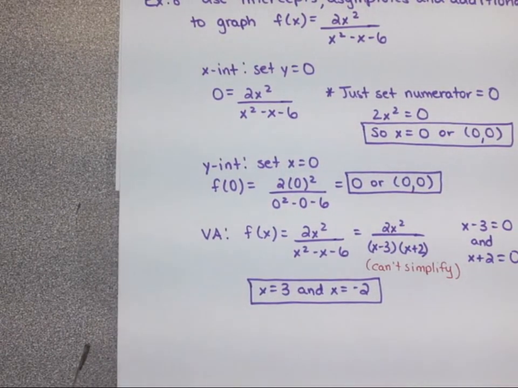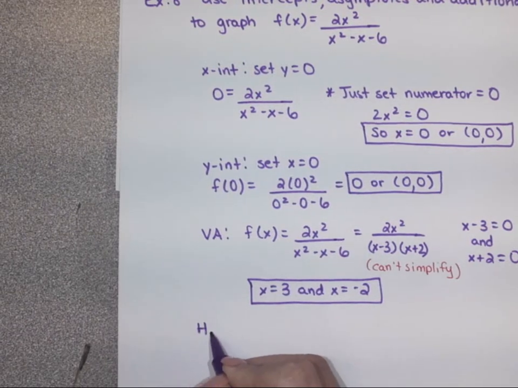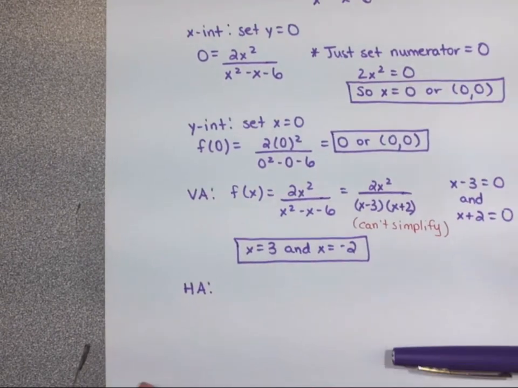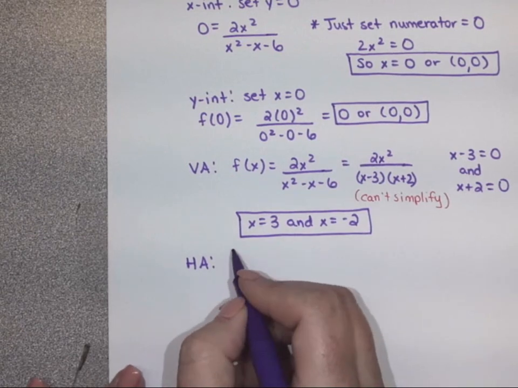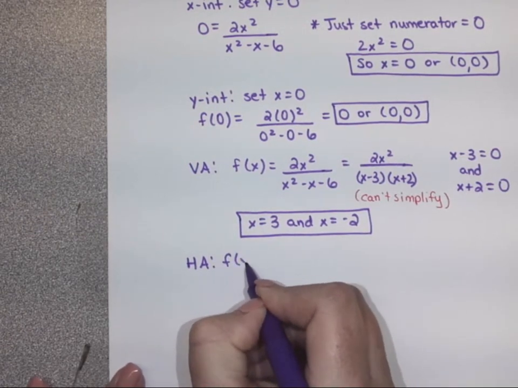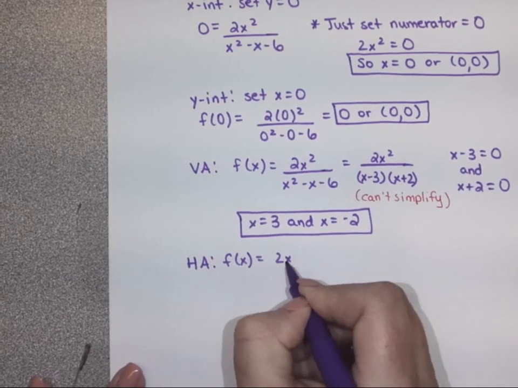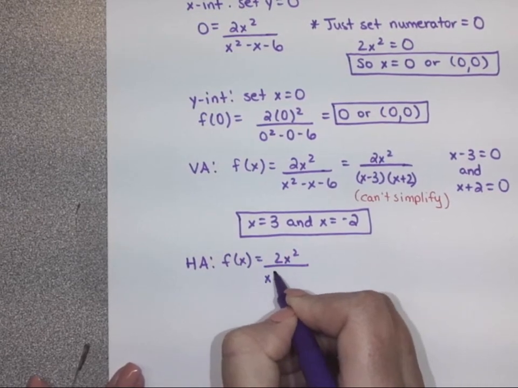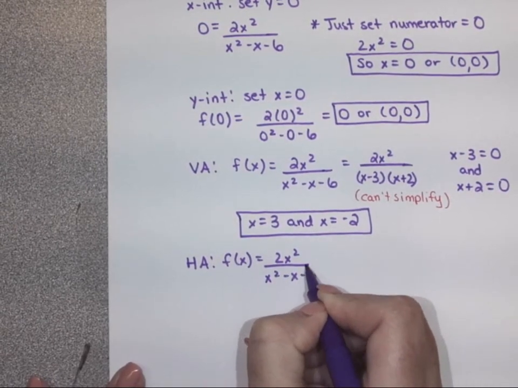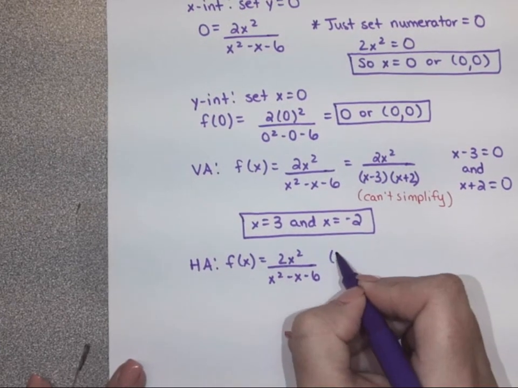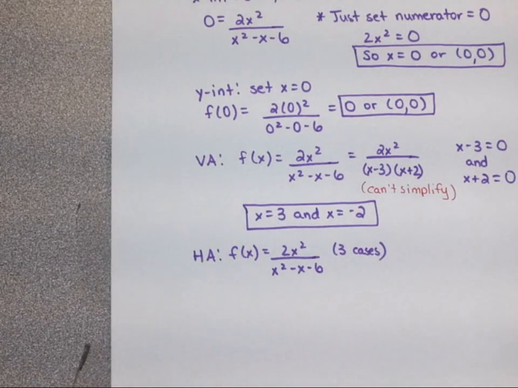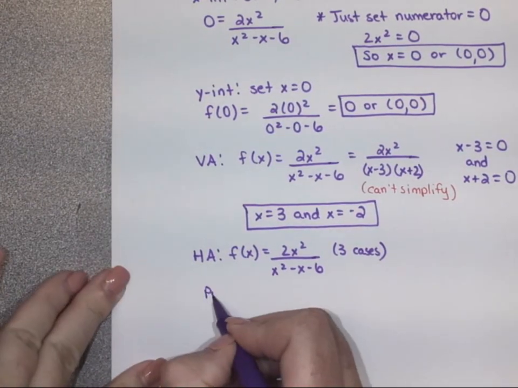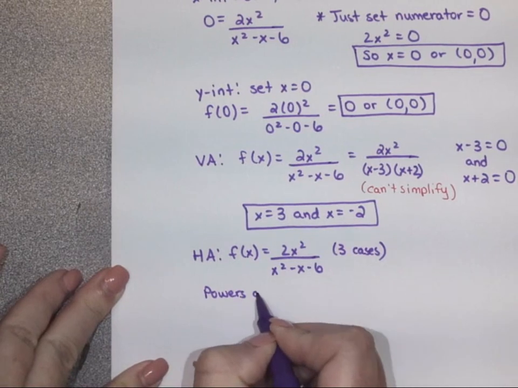And then last but not least, let's talk about the horizontal asymptote, and then we're going to see if we can sketch a graph of this. So again, we have this for our function. Okay, so remember this is where you look at the 3 cases. So what do you notice about the powers of the top and the bottom? The powers are the same, or the degrees.